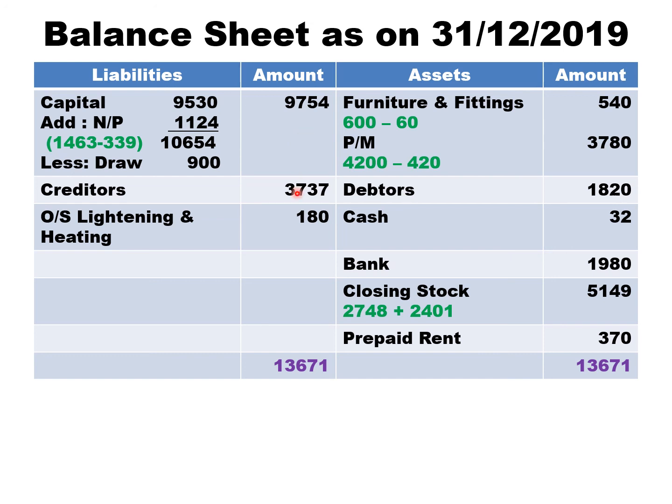9754. Creditors, then outstanding lighting and heating, unpaid, is a liability. Furniture and fittings less depreciation, plant and machinery less depreciation. Then students, you have debtors, cash, bank, closing stock of departments A and B. If you add both the departments' closing stock, you get 5149. And prepaid rent is nothing but rent paid in advance. It's a current asset. Prepaid is an asset, so it comes on the asset side, 370. So the total of the balance sheet is 13,671. So work out this problem, students.